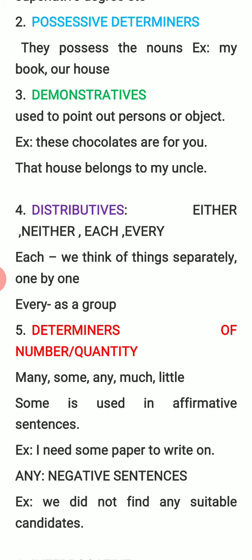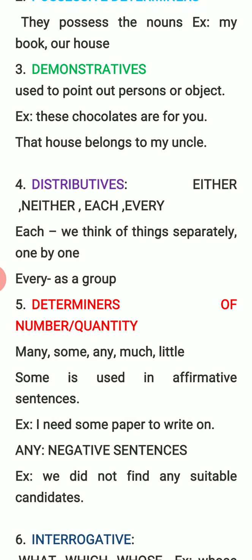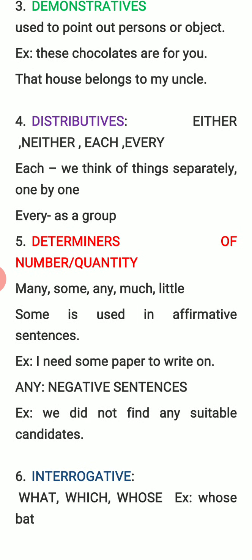Next come the determiners of number or quantity. Quantity means amount. Which determiners are used here? Many, some, any, much, little, several, a lot of, and there are many others also. Some is used in affirmative, positive sentences. Example: I need some paper to write on. Some is what? Determiner.